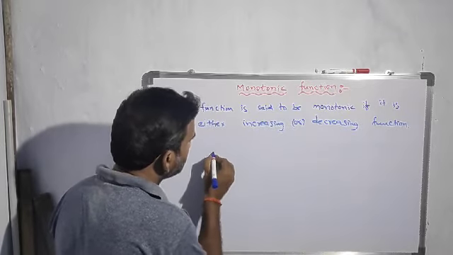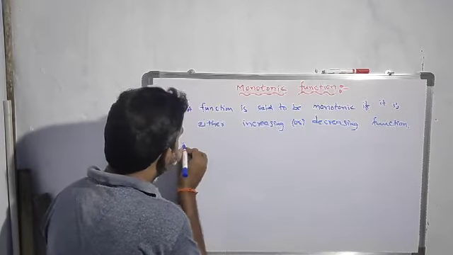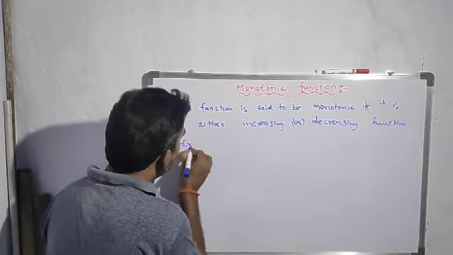if you take a function f of x equal to e power of x, if you take the diagram, it is like this. That means it is the increasing function.